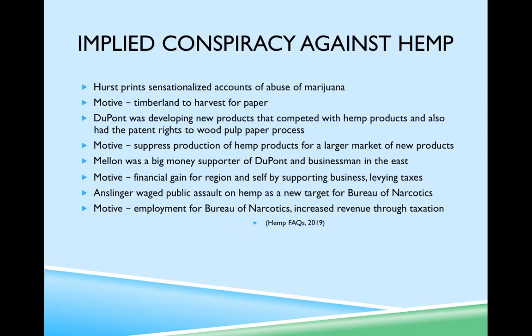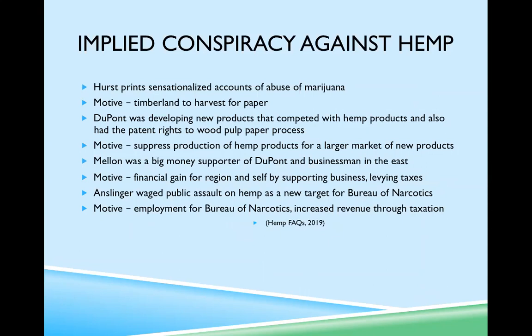DuPont Industries was developing new products by competing directly with hemp products, plus Pierre DuPont owned patent rights to the wood pulp paper process. By eliminating the competition of hemp, DuPont could grow their business in new products. Andrew Mellon was a businessman and an investor in the East. By supporting a tax on hemp, he created revenue for the government and also helped industries he had invested in, such as DuPont, grow their business.